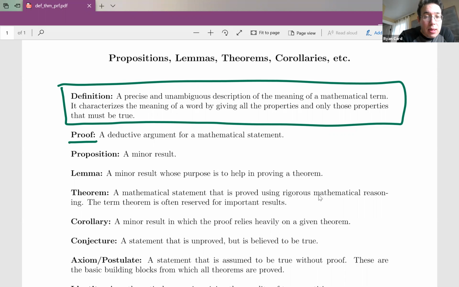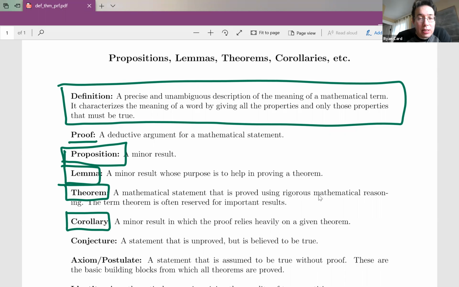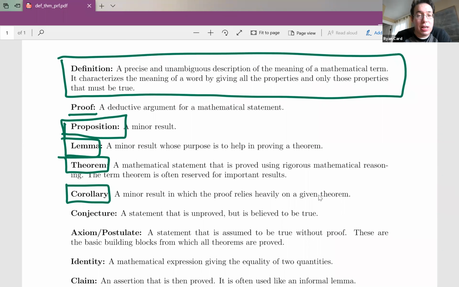The words proposition, lemma, theorem, corollary all mean the same thing. It's a mathematical statement which has a proof. So it's a true statement, and somebody has written down a proof to describe why it's true. But they're used in slightly different ways, so let me go through them.